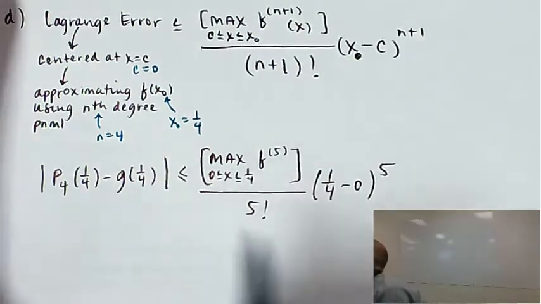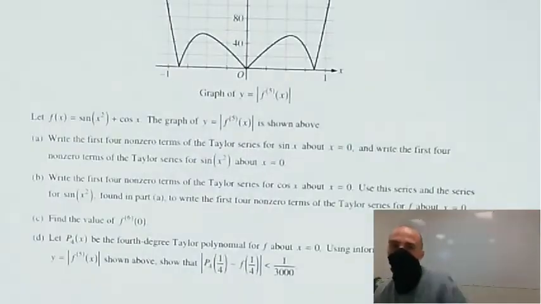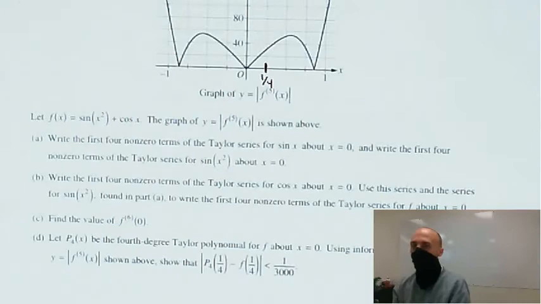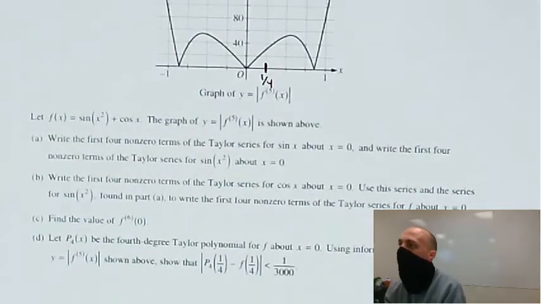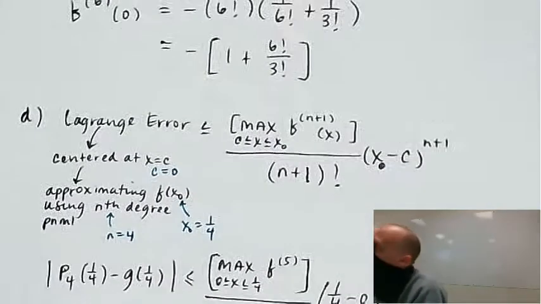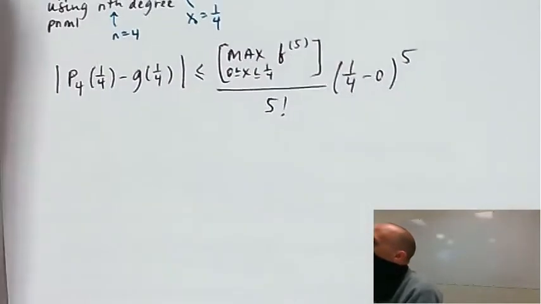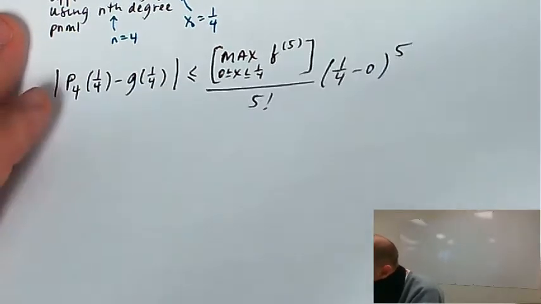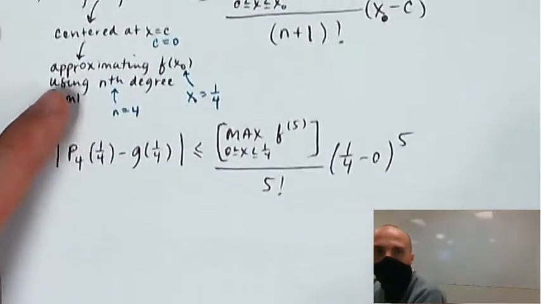What am I even going to do with this? First of all, we need to figure out what this maximum value of the 5th derivative is on 0 to 1/4. And like I told you when we were first learning about Lagrange error bound, if they give you a graph, the number you're supposed to use is printed on the piece of paper. So I'm going to use 40. Which is a little bit of a generous maximum, but I'll still be able to show that this is less than 1/3000, without too much difficulty here.